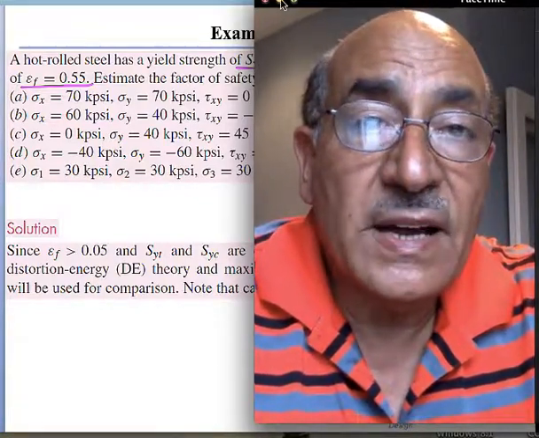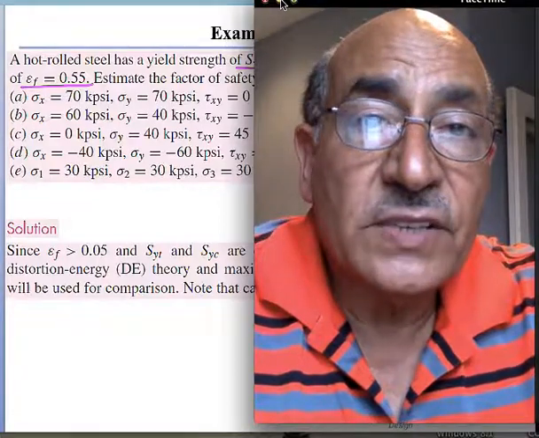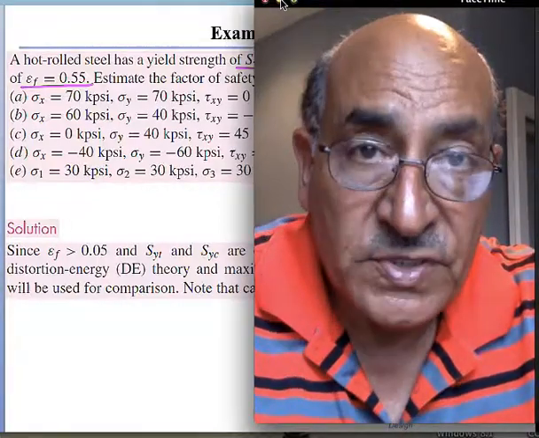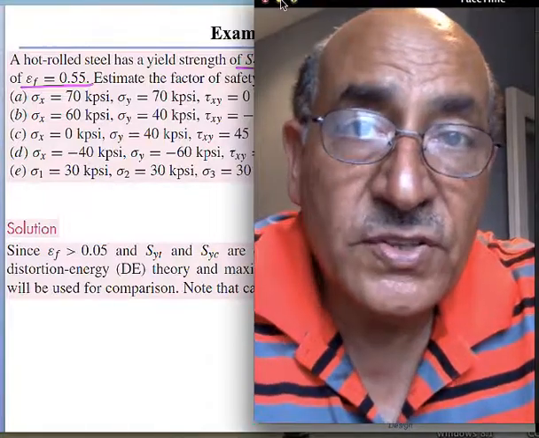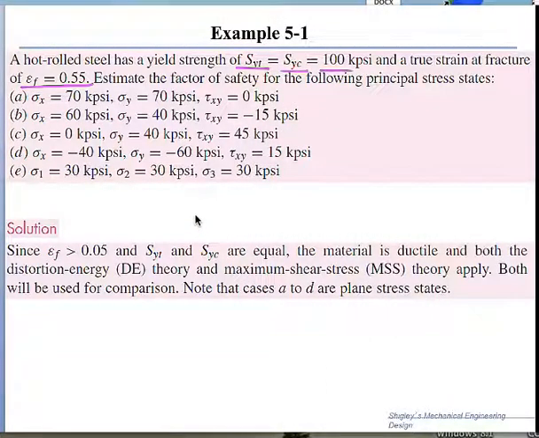So we're going to apply the two criteria we learned for ductile materials, the maximum shear stress criterion and the distortion energy criterion. We're given 5 different cases. A: sigma x is 70, sigma y is 70, tau xy is 0. Right away, these are principal stresses because I don't have shear. Case B: sigma x 60, sigma y 40, tau xy is minus 15.